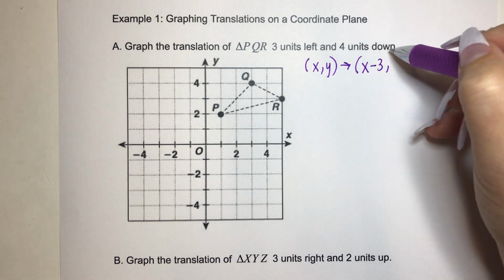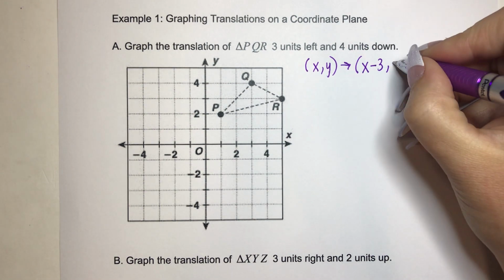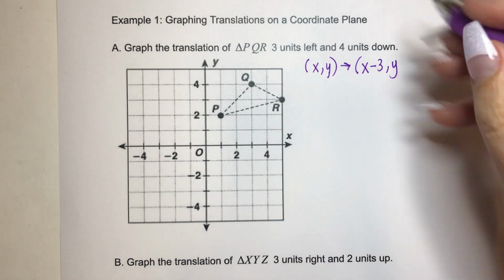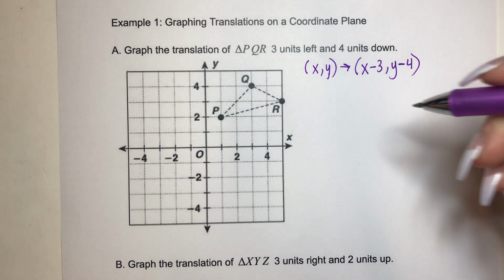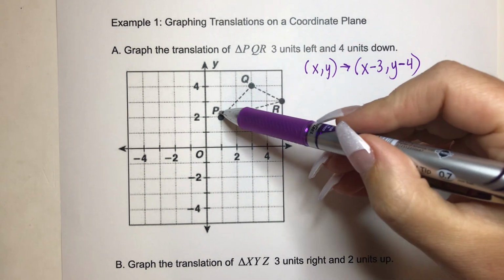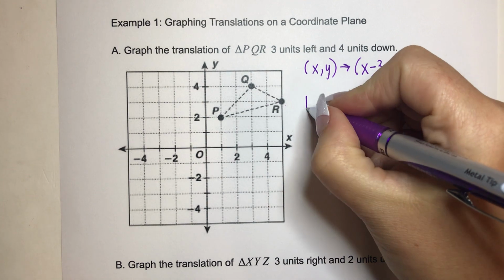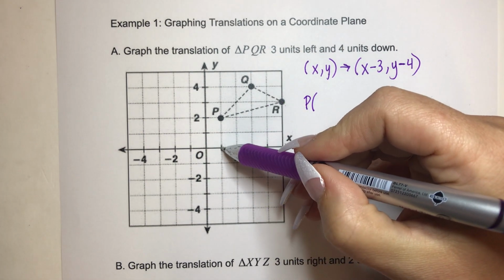And then 4 units down, that's affecting going down and up. That affects the y coordinate, and we're going down, so that would be in a negative direction, so it would be y minus 4. So that is our translation rule. So we're going to do that for every single one of these points, P, Q, and R. So I'm going to start with P, and what is the point for P? P is 1, 2.